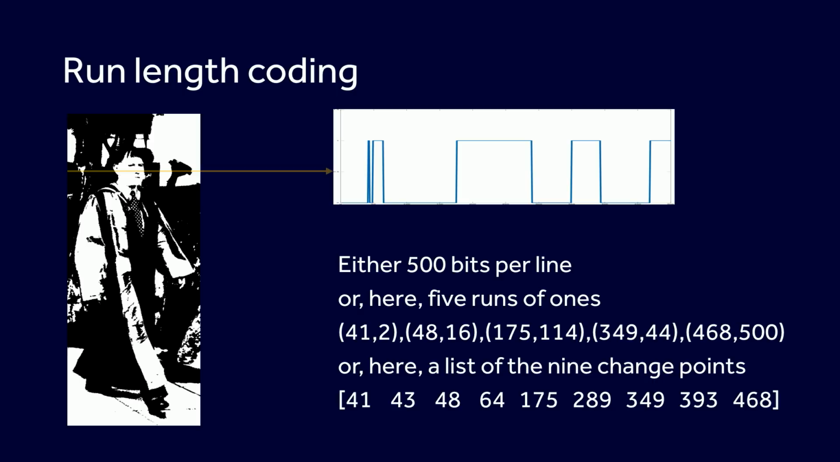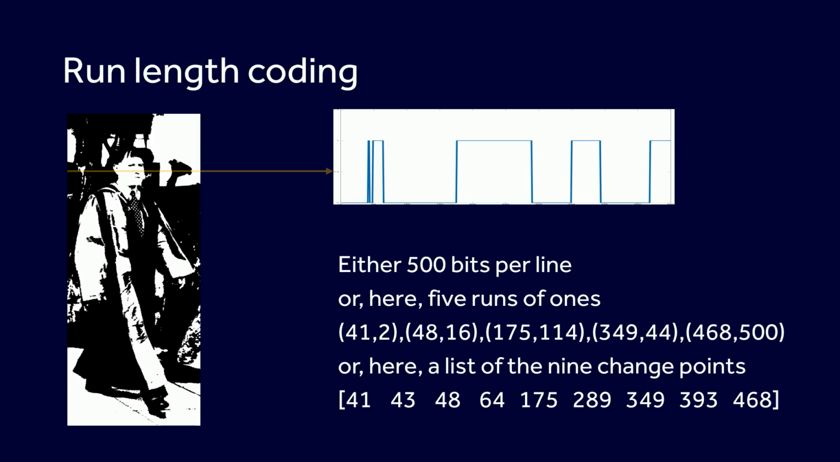What I've done is I've taken a scan line through Claude's head here, and I've plotted the intensity as 500 pixels that run across here. Now, a sort of naive way of encoding this would say, well, there's 500 pixels, they're either 0 or 1, that's 500 bits required to send that.